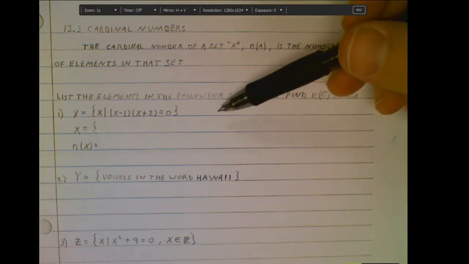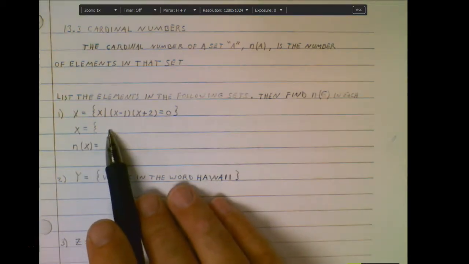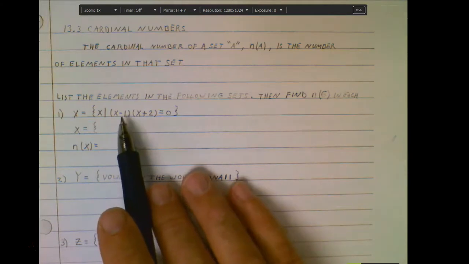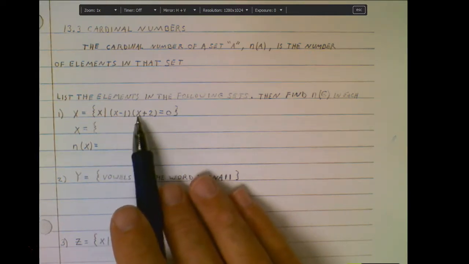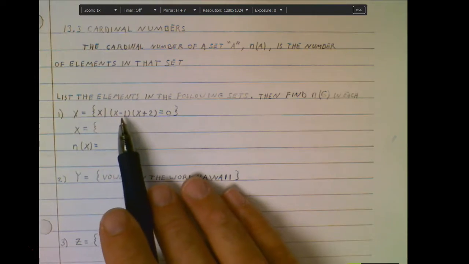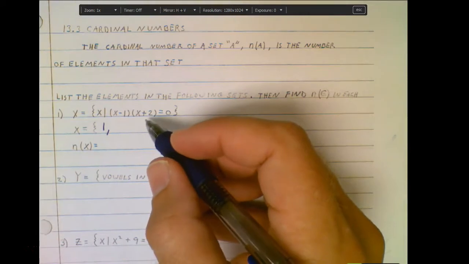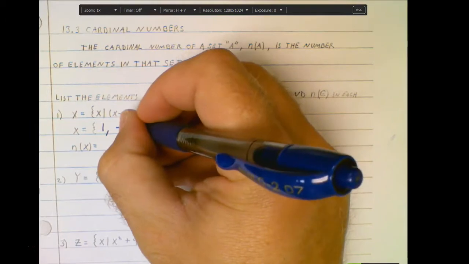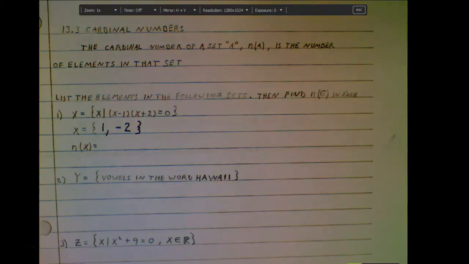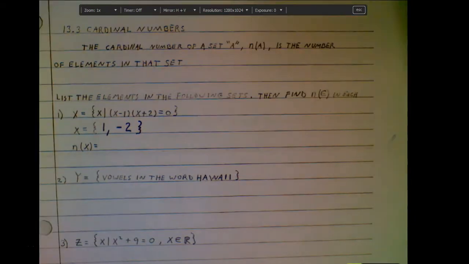In the first one, when they say list the elements within the set, you're actually listing the specific elements. If I gave you this equation to solve, and I were to say what are the values for x, well, to solve this equation, I would set each factor equal to 0. This factor would produce x equals 1 as my answer. This one, if I set it equal to 0, would give me x is negative 2 as my answer. And those are the specific elements of that set. And so we listed them. We always list them with braces whenever you list the elements of a set.